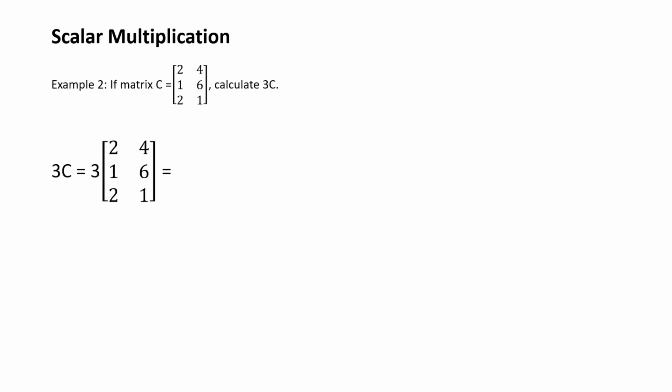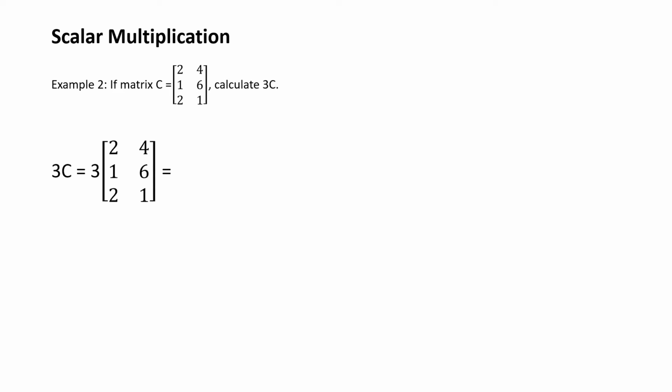Scalar multiplication is the multiplication of a matrix by a scalar quantity. Let's look at an example. If matrix C is given, we must calculate 3C, which indicates that matrix C is multiplied by a scalar quantity with a value of 3.